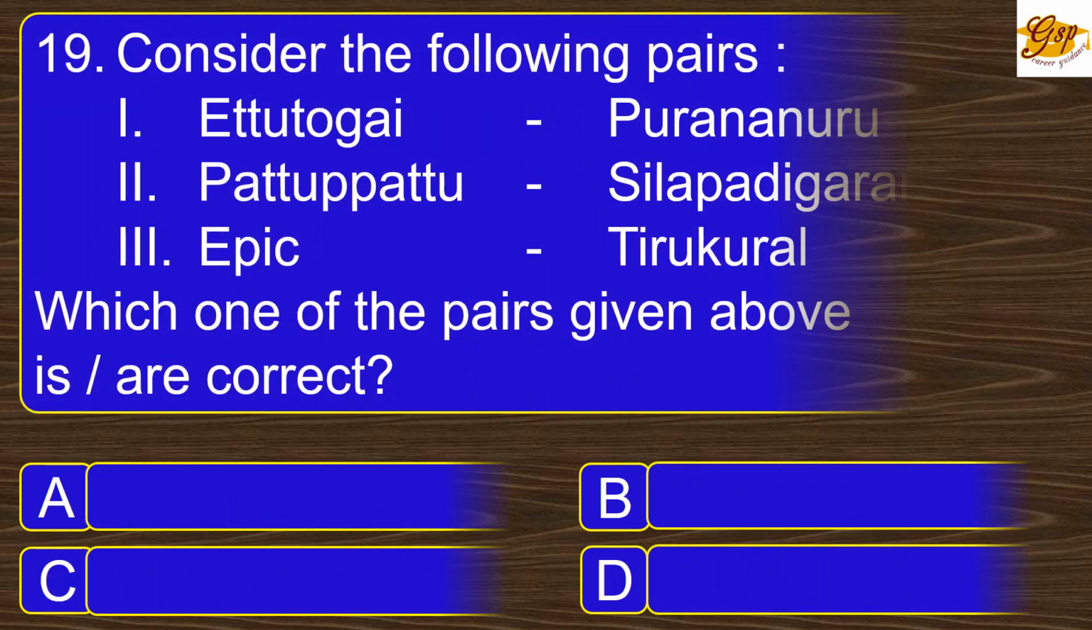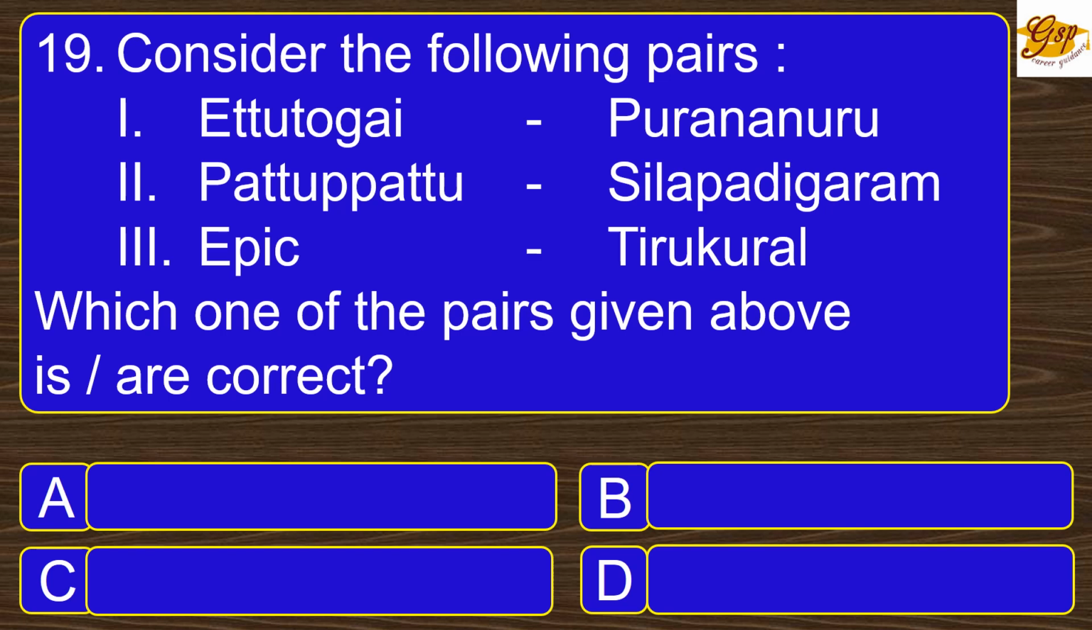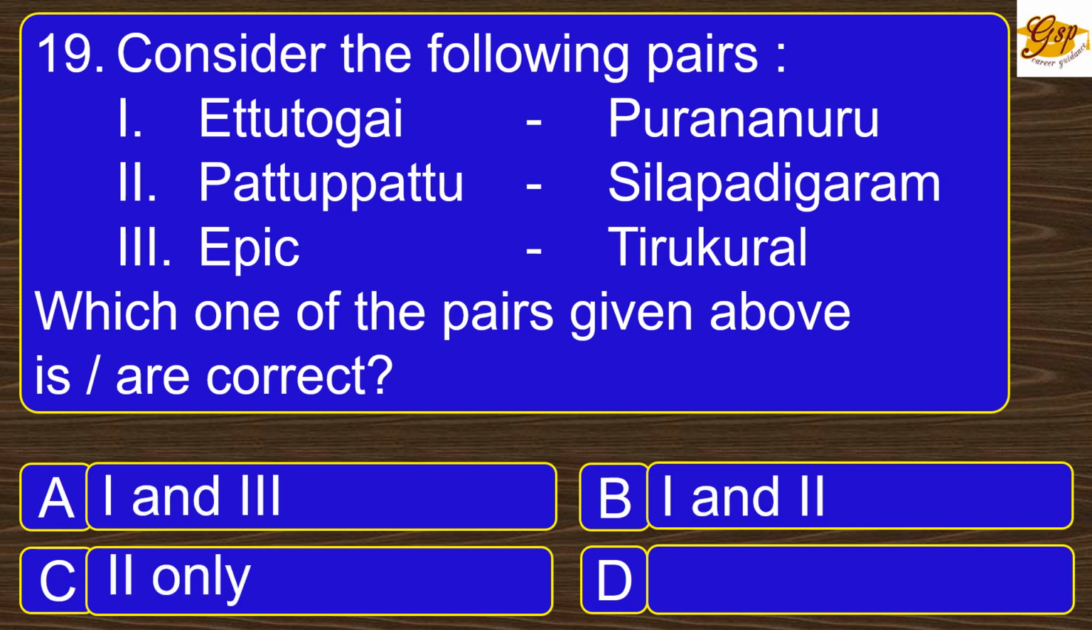19th question. Consider the following pairs. 1. Ettuthogai, Purananuru. 2. Pattuppattu, Silappathikaram. 3. Epic, Thirukkural. Which one of the pairs given above is correct? A. 1 and 3. B. 1 and 2. C. 2 only. D. 1 only. The correct answer is D.